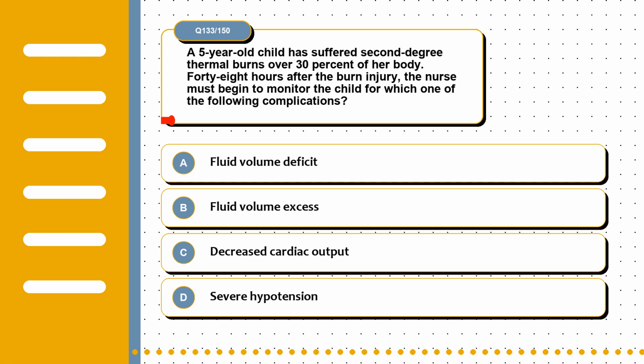Question 133. A 5-year-old child has suffered second-degree thermal burns over 30% of her body. 48 hours after the burn injury, the nurse must begin to monitor the child for which one of the following complications? Here are the options. Option A, fluid volume deficit. Option B, fluid volume excess. Option C, decreased cardiac output. Option D, severe hypotension.